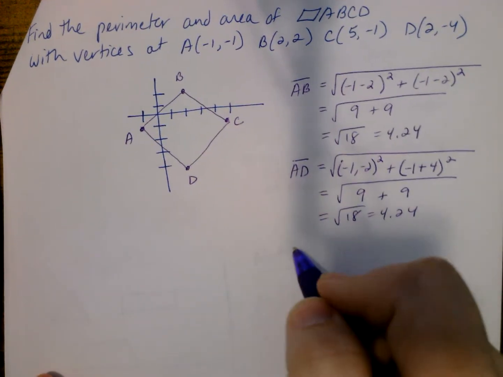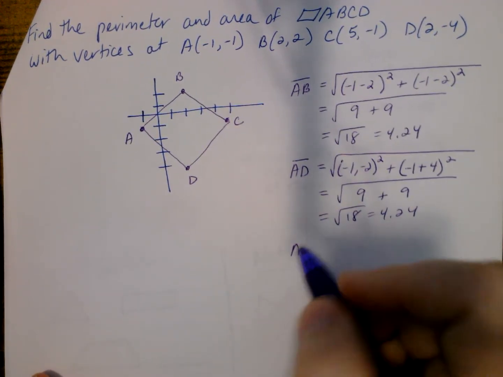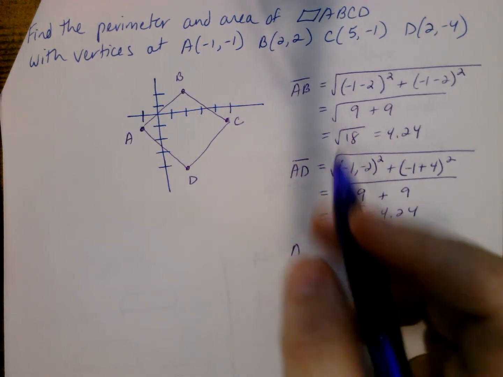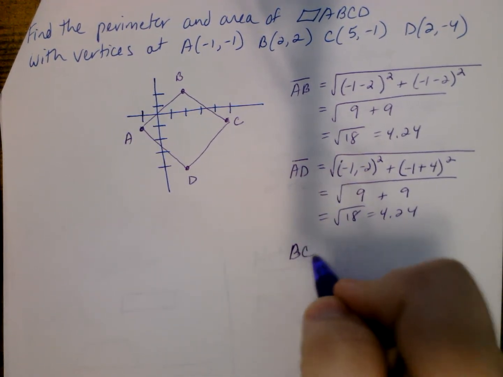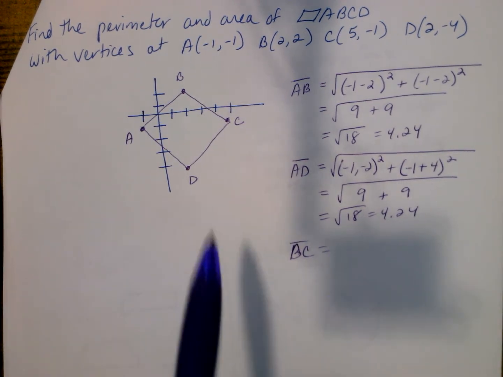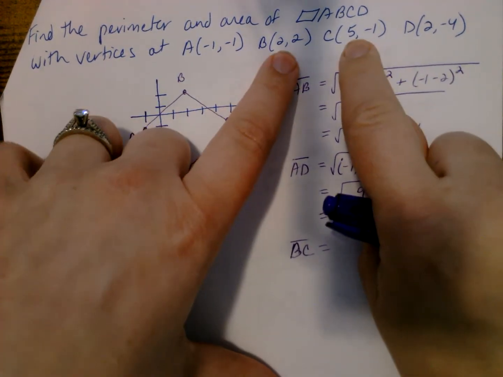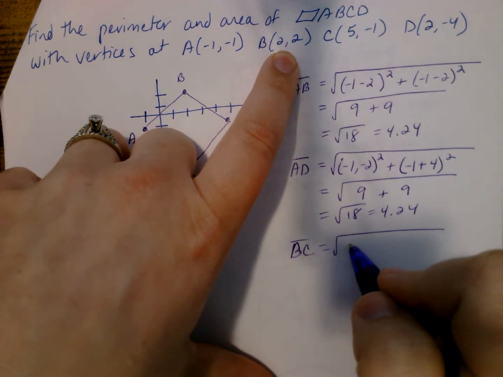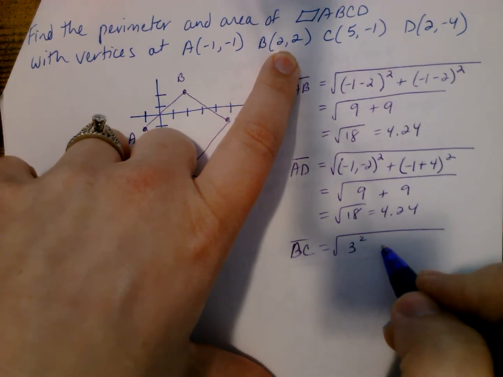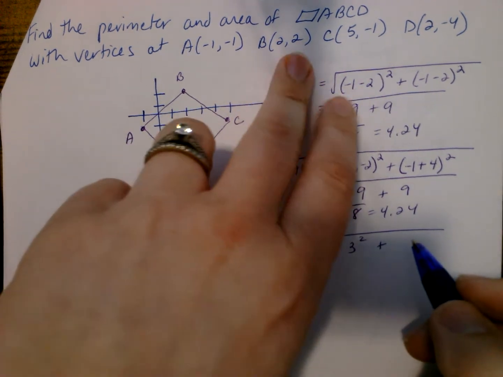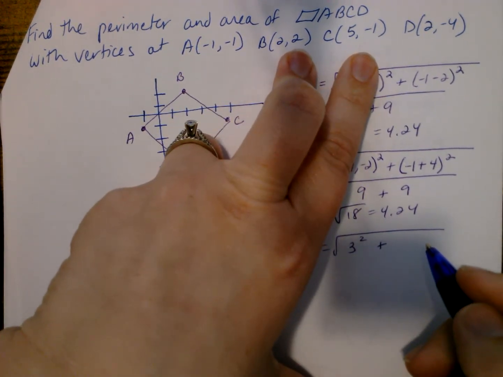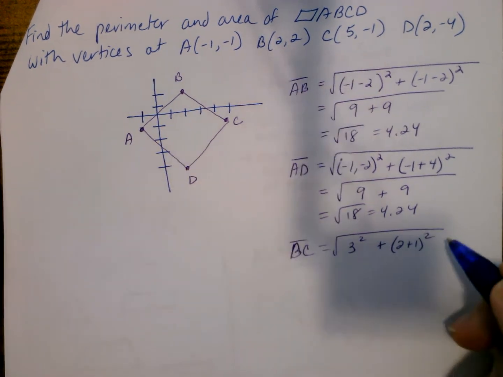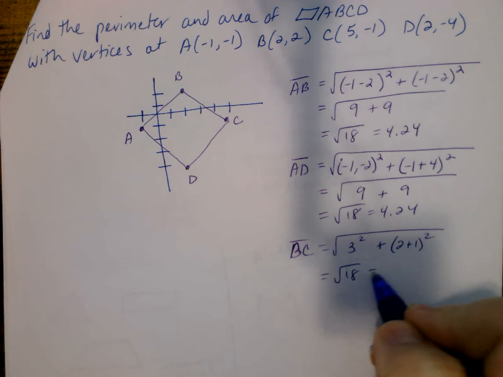Interesting. What kind of shape do you think I'm getting? It doesn't look good on my picture here because I do this on purpose. What haven't I done yet? Let's do BC. So B to C, subtract your x's. I would get 3 squared. I'm skipping steps because I think you know where I'm going with this. Subtract your y's. 2 minus a -1 is 3 squared again. Oh, I'm going to get that square root of 18.